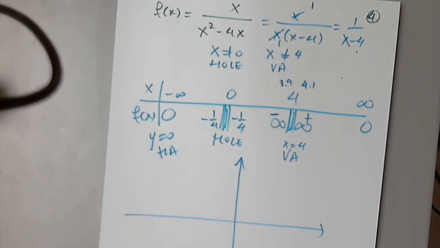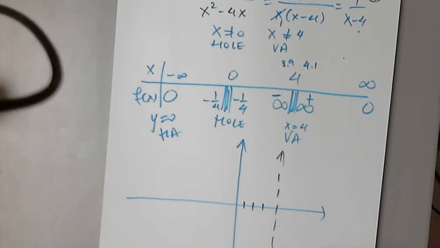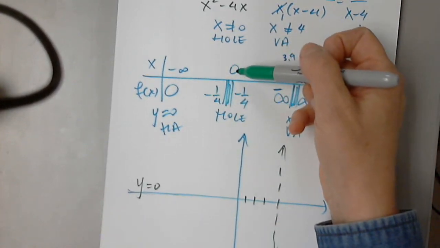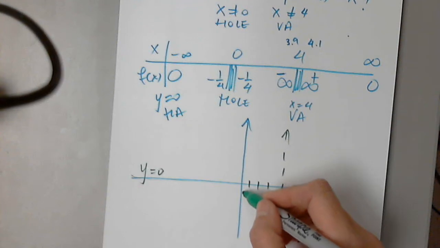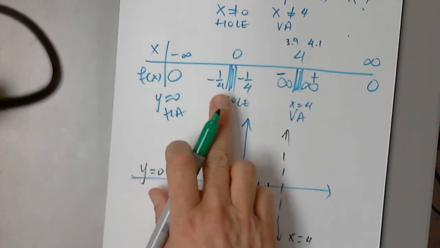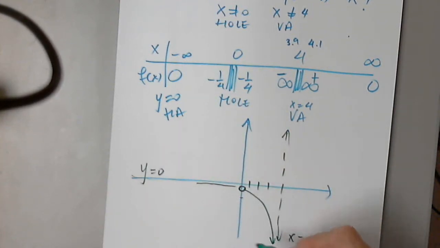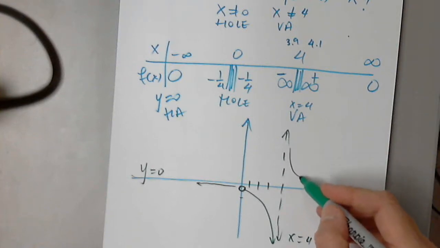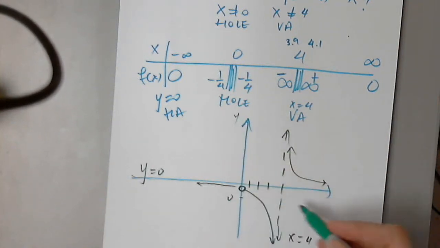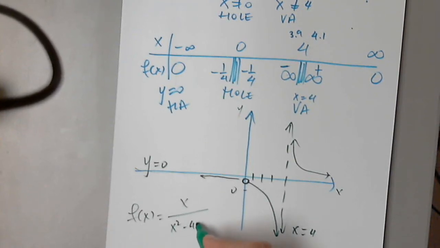So I draw the vertical asymptote at 4, x equals 4. I draw the horizontal asymptote where there's no need. I plot 0, negative 1/4, which is kind of difficult, but it's somewhere here. From 0 through the hole at negative infinity. From positive infinity to 0. So this is f of x equals x over x squared minus 4x.